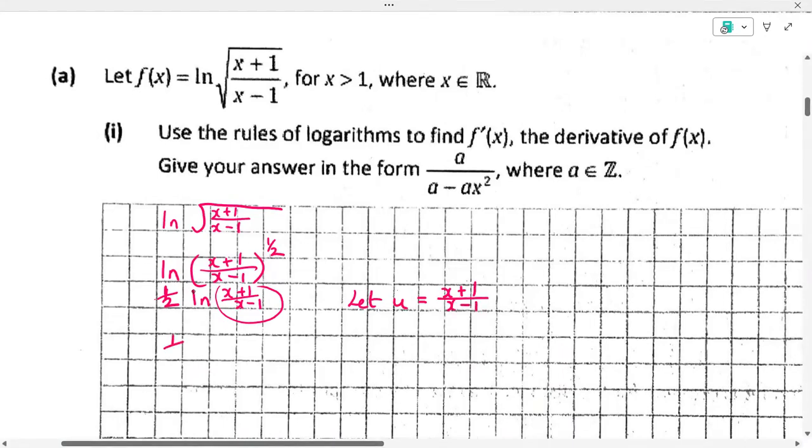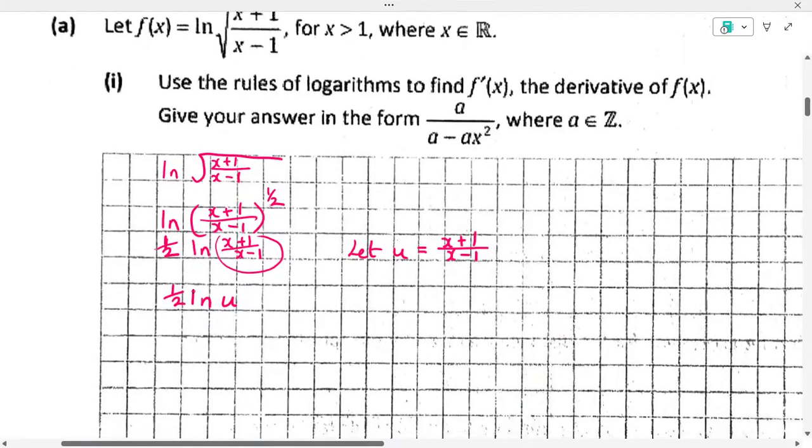So this becomes a half natural log of u. Now, when I differentiate that bit, the number in front is not going to change. If you look at your log tables when you go to differentiate, this is page 25, when you're doing the natural log of something, a basic term like x or u, it just becomes 1 over. So this just becomes 1 over u.